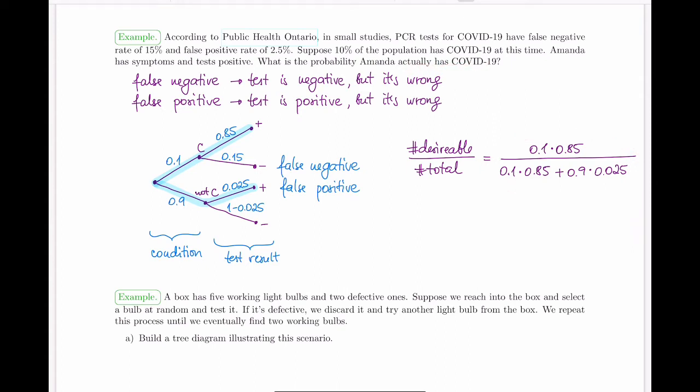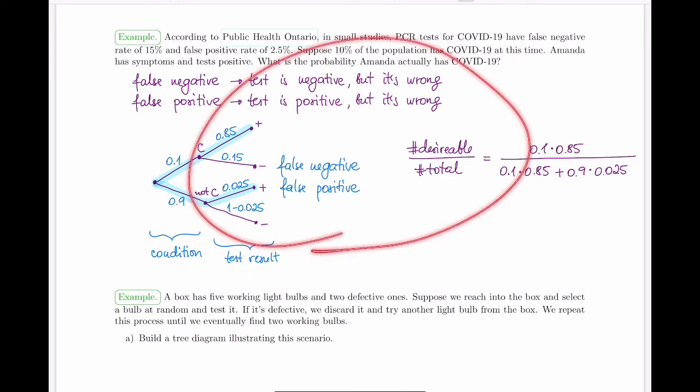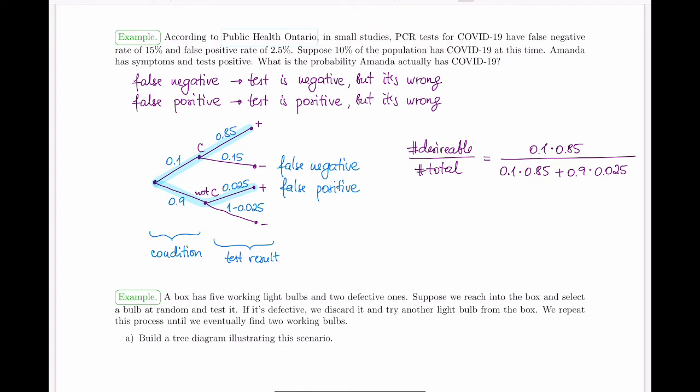This question, of course, can be taken again and again. For example, in order to produce more accurate results, sometimes the tests are taken twice. So think about how we can expand this setup, this tree diagram, and this logic to figure out the probability Amanda actually has COVID if she tested positive 2 times in a row.